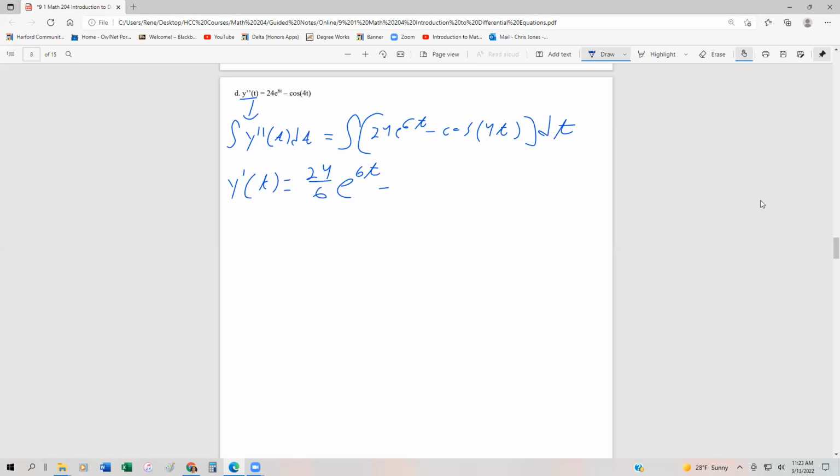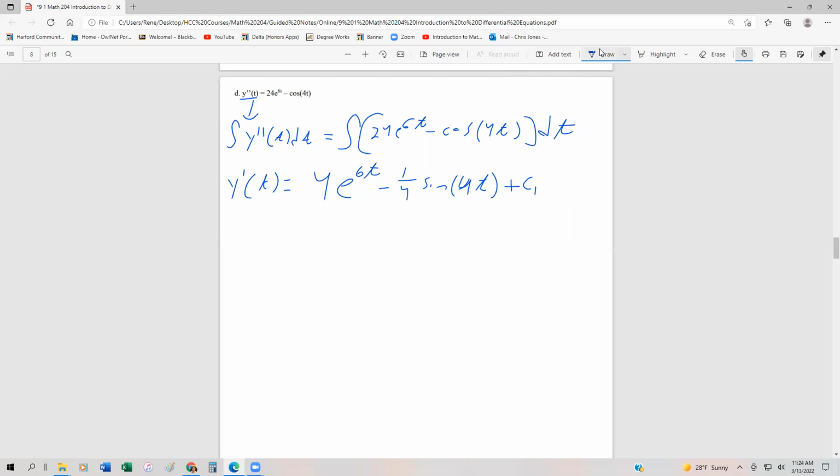And then finally, same thing here. Antiderivative of cos is sine. So that's going to be minus 1/4 sine of 4t. And because we have to do a few integrations, I'm going to call that plus C1. If it's a first order differential, you could just call it C, and that usually can get away with it. But I'm just going to call that one C1. Now, clearly, we know that 24 over 6 is 4, so we could simplify that right away, but just making sure everybody knows where that comes from.